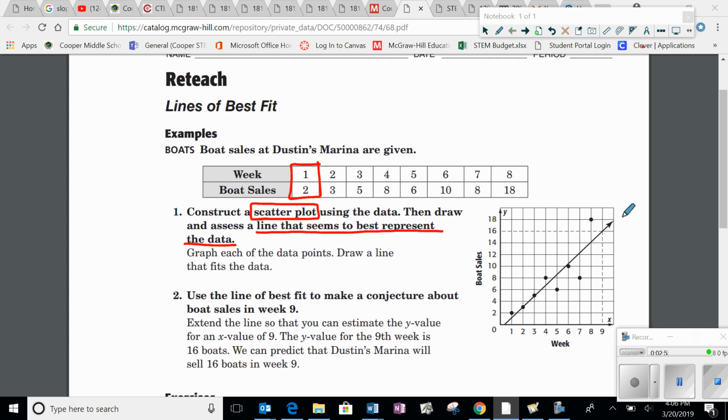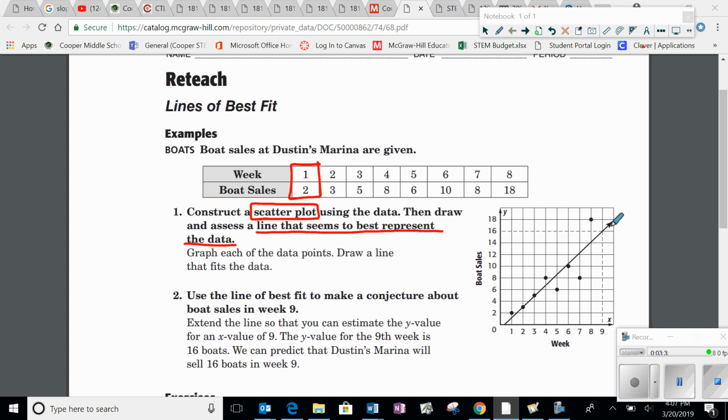So if the points are going in a positive direction, the line is going to go in a positive direction. When we are finding a line that best represents the data, we want the line to go right in the middle of the data. Not above it, not below it, but right in the middle. It can go through as many points as possible, but it does not have to. What you want is the data points to be as close to the line as possible. And you want the same number of points above the line as you do below the line.